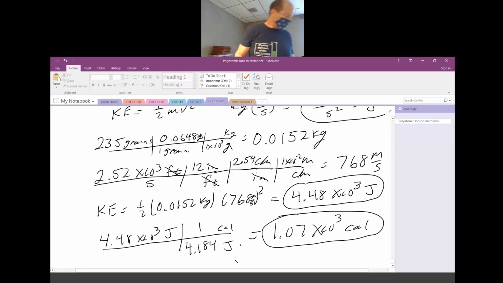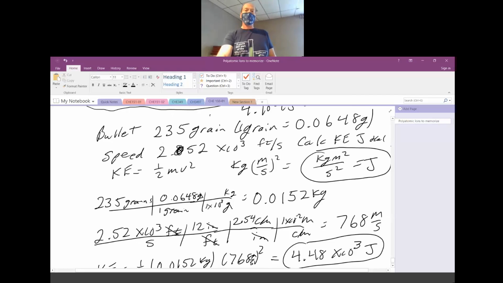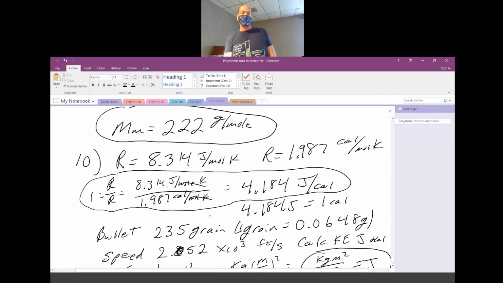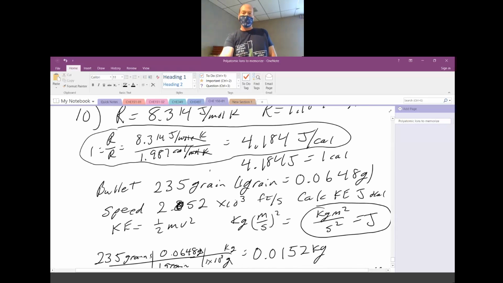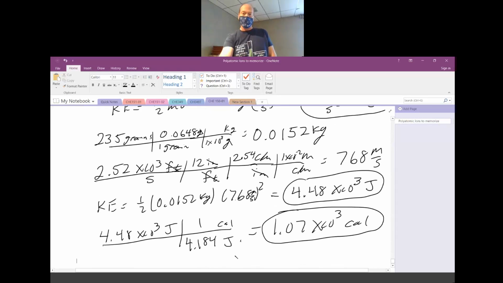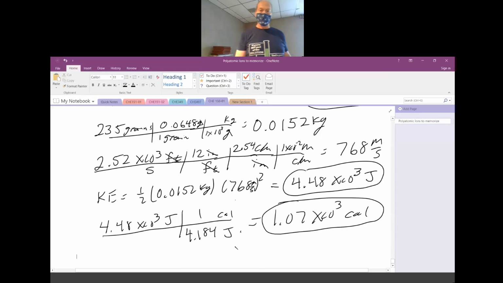All right. So either the R values are going to be given to you, and you can take the R divided by the R to find the conversion factor, or the conversion factor of 4.184 joules per calorie will be given. It is not something you have to memorize, but it may be something that you have to get by taking R divided by R. All right. That was number 10. Number 11.